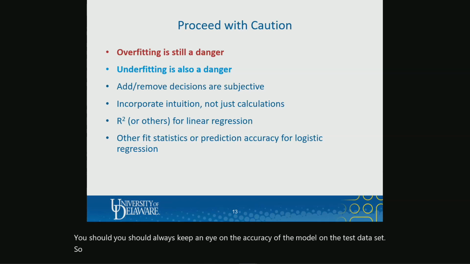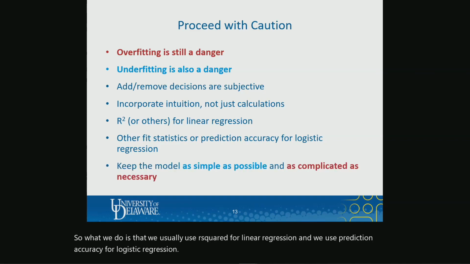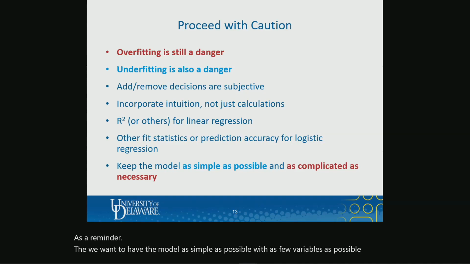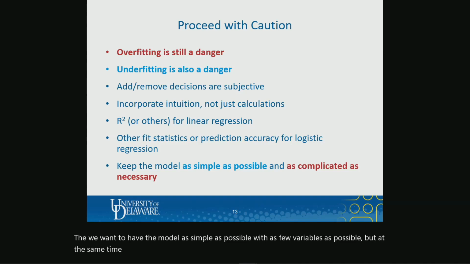So what we usually do is use R squared for linear regression, and we use prediction accuracy for logistic regression. So as a reminder, we want to have the model as simple as possible with as few variables as possible, but at the same time with the highest R squared possible.